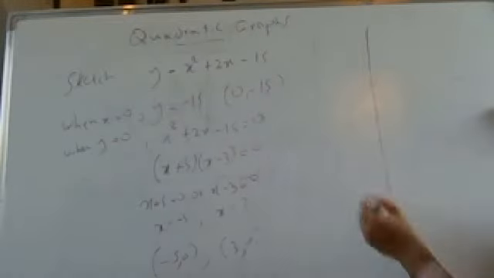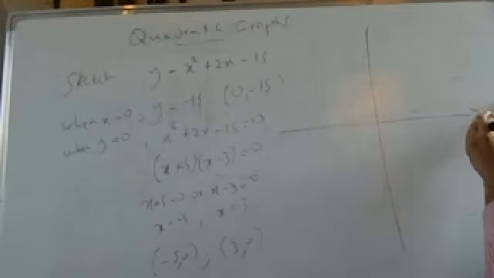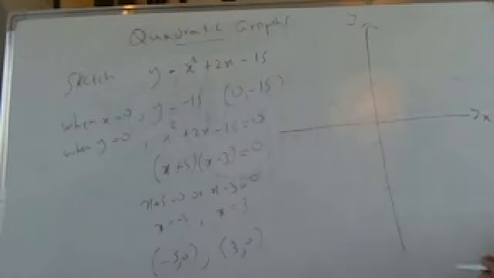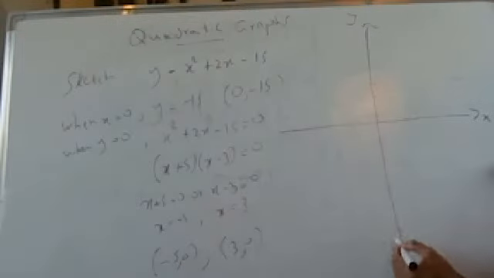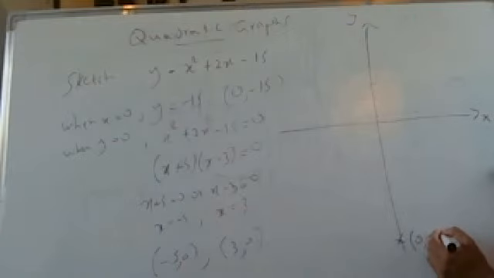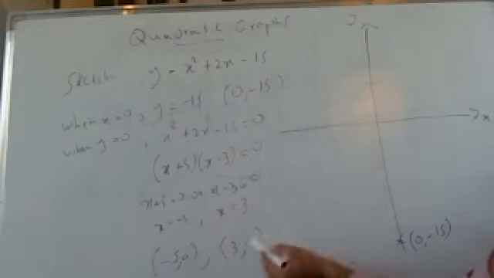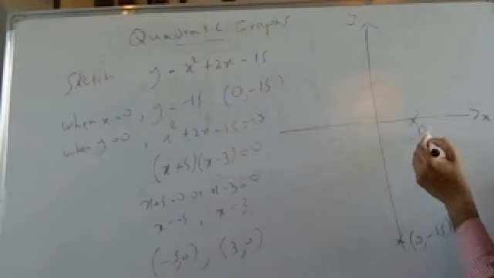What I do is draw my y-axis and x-axis and label them x and y. Always label them. A lot of people forget these things, but it's very important that you do your graph correctly. Then mark your points. (0, minus 15) is one point, so somewhere here (0, minus 15). Then you have the point (3, 0), so somewhere here (3, 0).